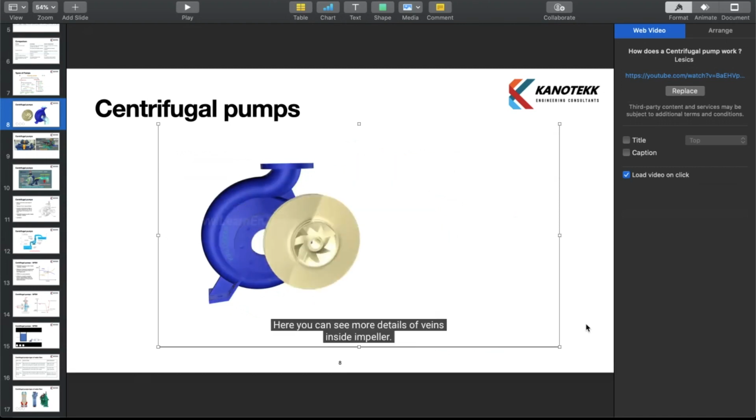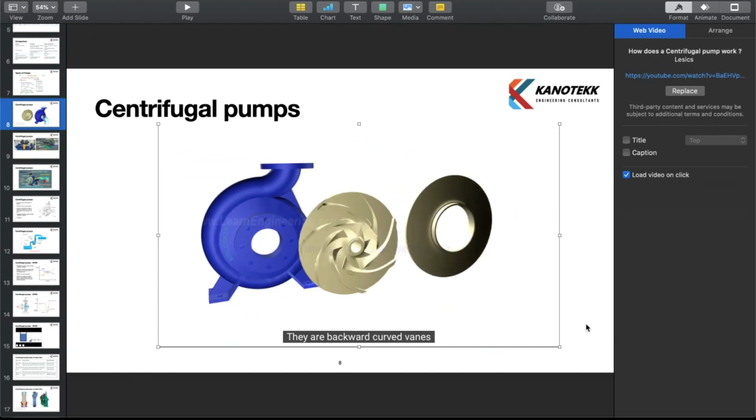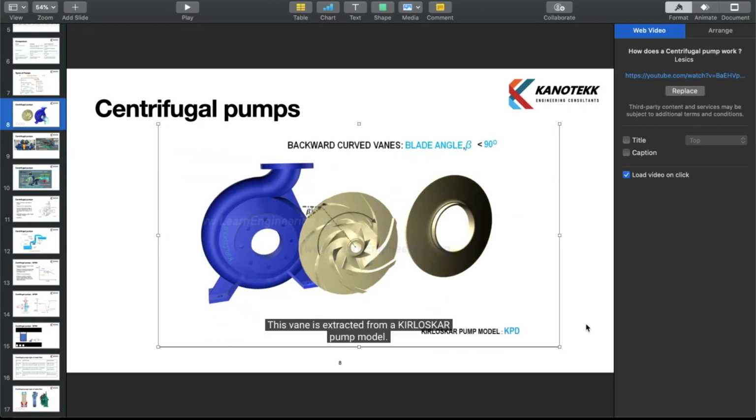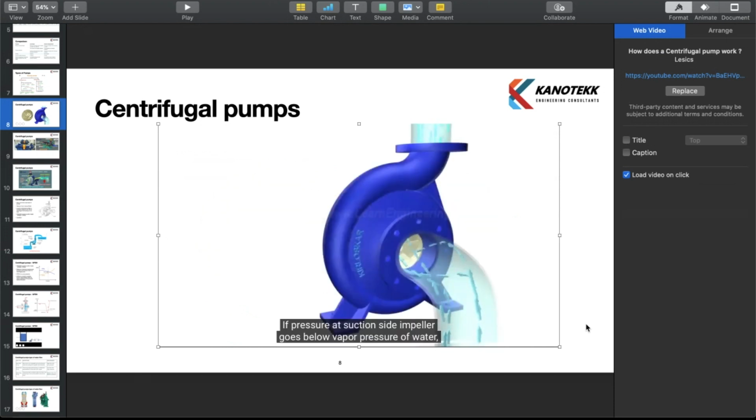Here you can see more details of the vanes inside the impeller. They are backward curved vanes with a state-of-the-art eye configuration. This vane is extracted from a Kirloskar pump model. If pressure at the suction side of the impeller goes below the vapor pressure of water, a dangerous phenomenon could happen. Water will start to boil, forming vapor bubbles and spoil impeller materials over time. This phenomenon is known as cavitation.